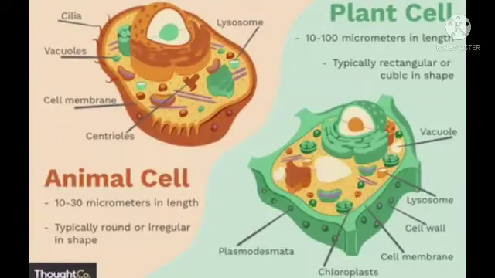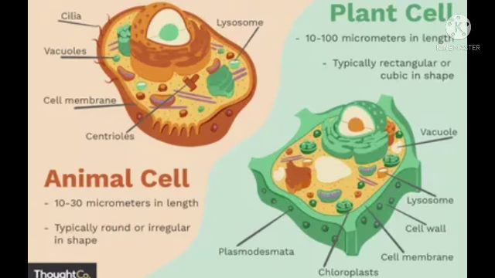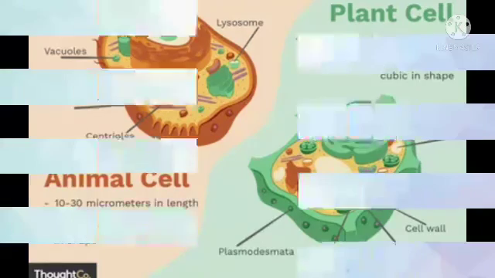Plant cell and animal cell. Animal cell is generally small in size. Plant cell is large in size. In animal cell, cell wall is absent. Cell wall is present in plant cell. Plastids are absent in animal cell. Plastids are present in plant cell.